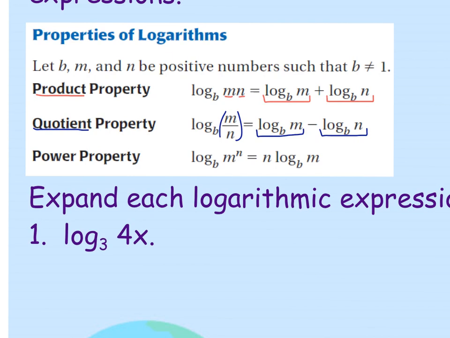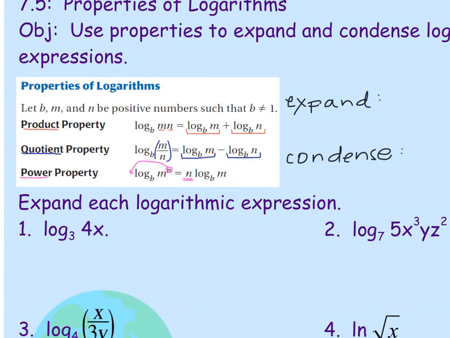And our final property is called the power property, and this one deals with exponents. If you have the log base b of a term and that term has an exponent, what you can do is simply take that exponent and drop it out in front, and it becomes a coefficient. And that's called the power property.